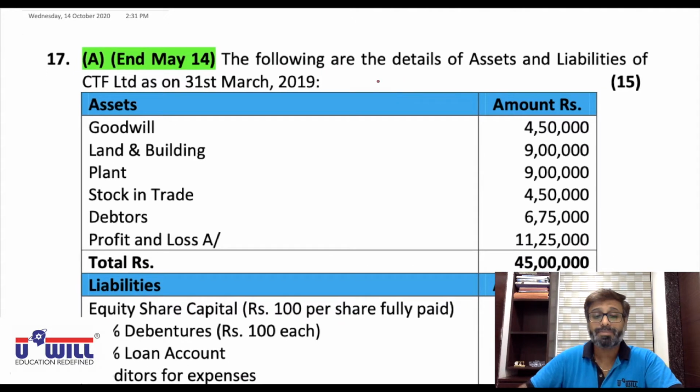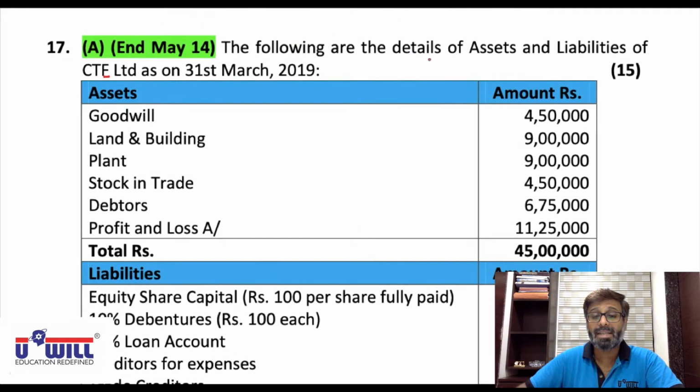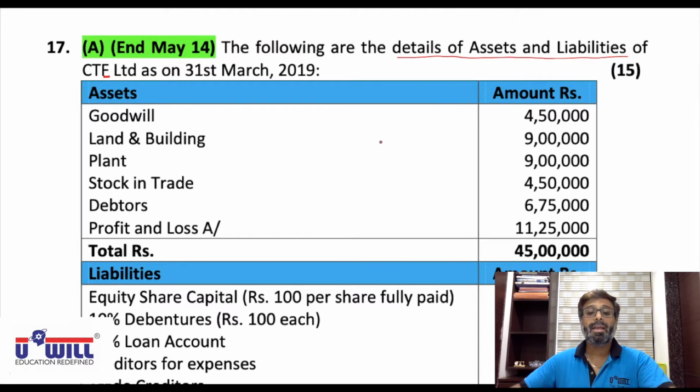The following are the details of assets and liabilities of CTE Limited, as on 31st March 2019. So this is not a proper format of balance sheet. You can see the heading is also not "the following is the balance sheet." The heading is given as "the following are the details of assets and liabilities." They have not given the heading balance sheet. So they have simply given you details of all the assets and liabilities. Therefore, it is in any order. However, when we make the balance sheet, we have to follow Companies Act 2013 revised formats.